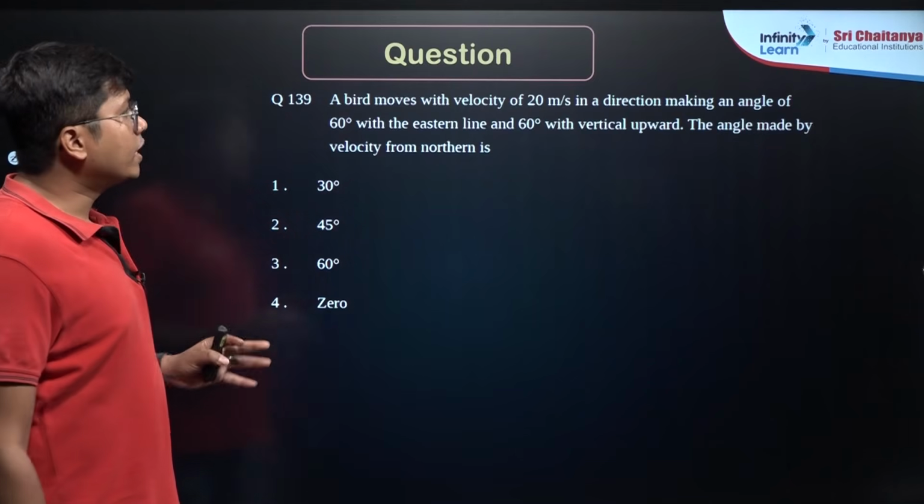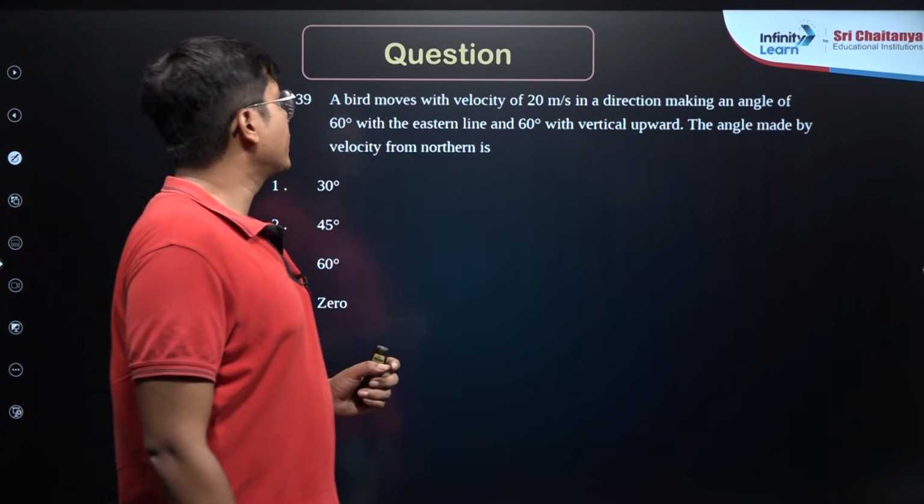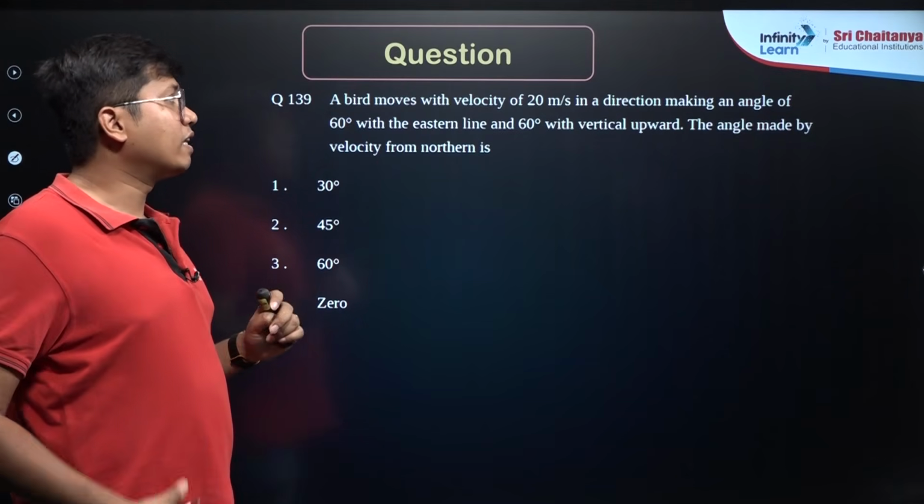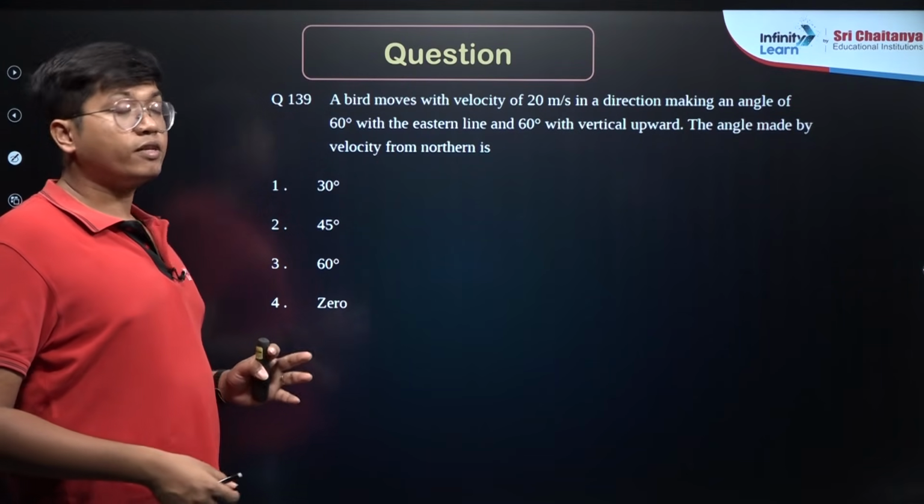This one says a bird moves with a velocity of 20 meters per second in a direction making an angle of 60 degrees with the eastern line, 60 degrees with the vertical upwards. The angle made by the velocity with the northern is what?